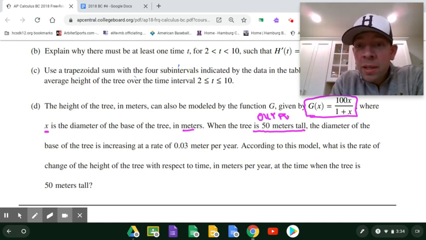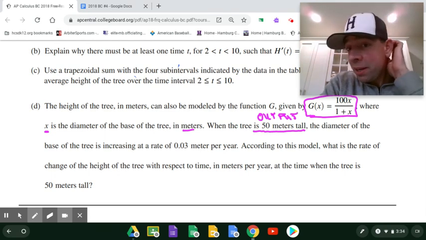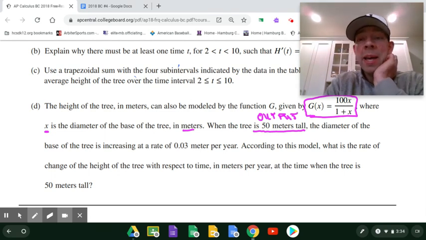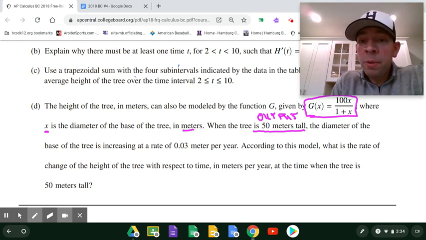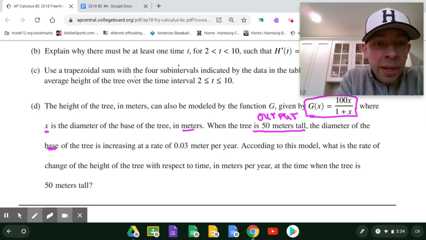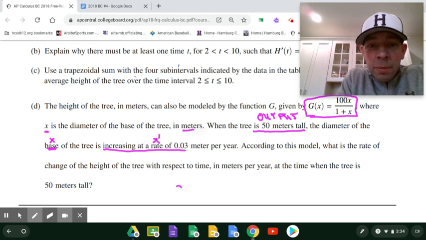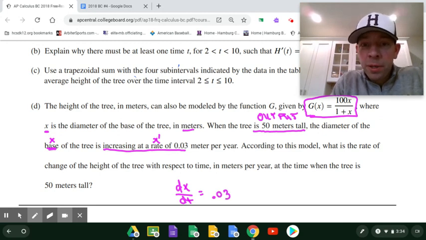Input and output are terms I like to use for the independent variable and the dependent variable. So anyway, there's a moment where the tree is 50 feet tall, and at that particular moment, the base, which is your x value, is increasing at a rate. So that's telling you now we're describing the derivative of x. So I'm thinking to myself, dx/dt is going to be 0.03 meters per year.